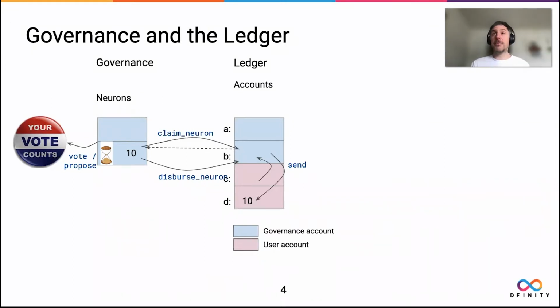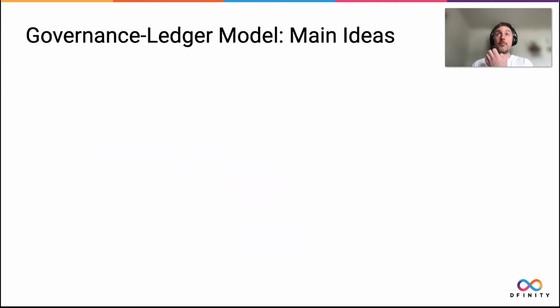And then once the ledger completes this transfer, it informs the caller, so the governance canister, which then reduces the stake to 0. Okay, so this is how the interaction looks at the high level. Now let's look also a little bit at how we're going to model this using TLA+.